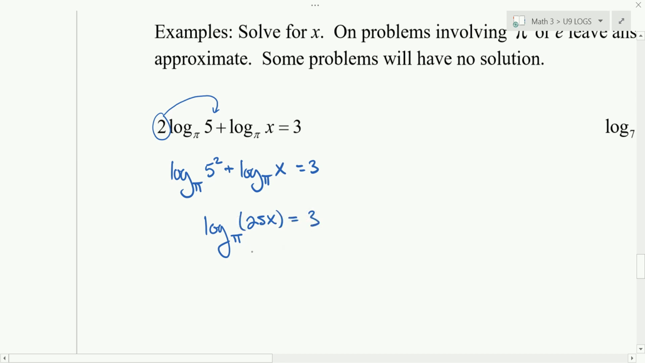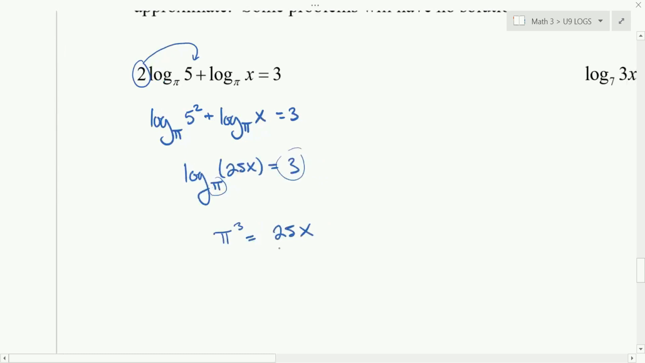So at this stage, we're not dropping the log. We can't do that because we don't have a log on both sides, so we have to change it out of log form into exponential form. So we take the base pi, raise it to the power of 3, and set that equal to 25x. Okay, so that's changing it from log form to exponential form, and then divide both sides by 25 to solve for x. And so our answer should be pi cubed over 25.